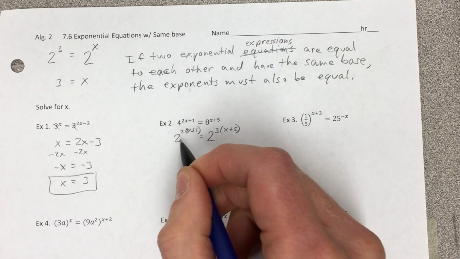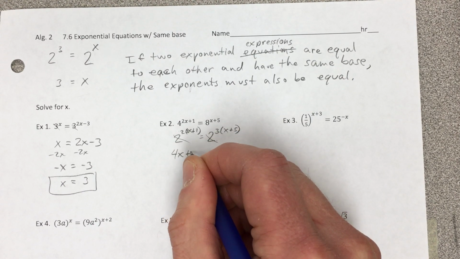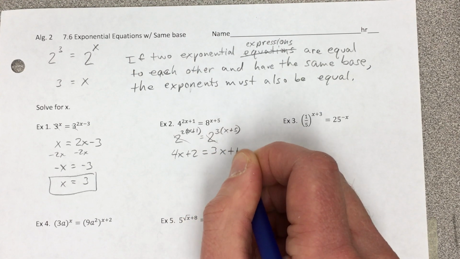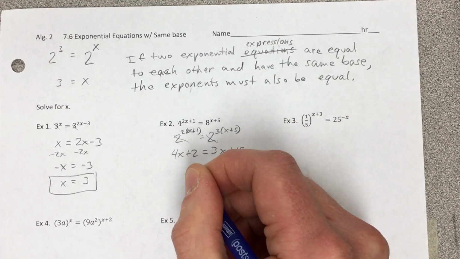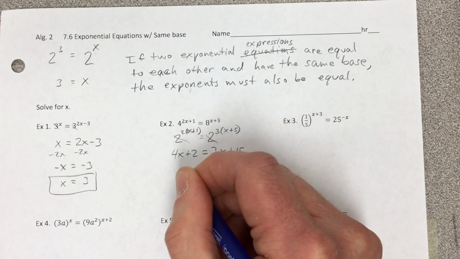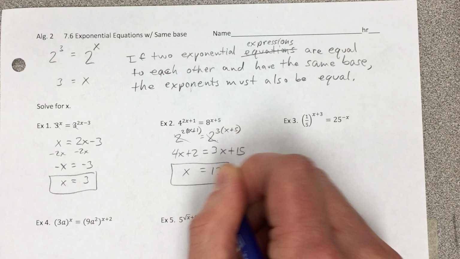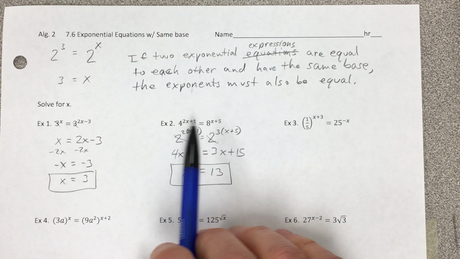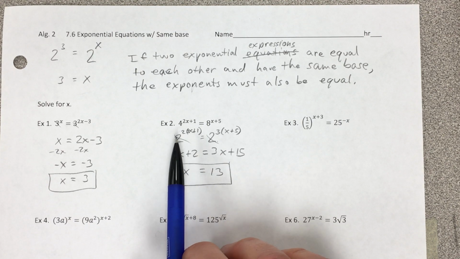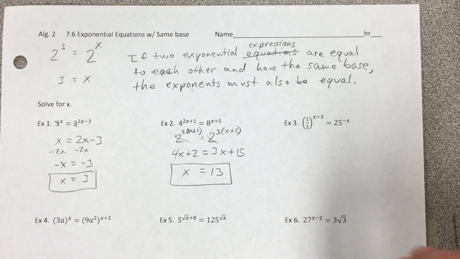But now that the bases are the same, I can ignore those bases and I'll distribute, and I'll get 4x plus 2 is equal to 3x plus 15. And I can solve this linear equation. Subtract the 3x over, I get x, subtract the 2 over, I'll get 13, just like that. But it all started with, I rewrote 4 and 8 using the same base. 4 is 2 squared, 8 is 2 to the 3rd. When you can rewrite them using the same base, you can solve for those exponents.